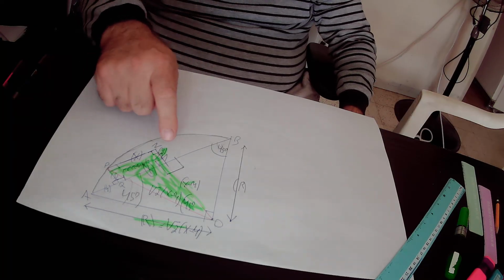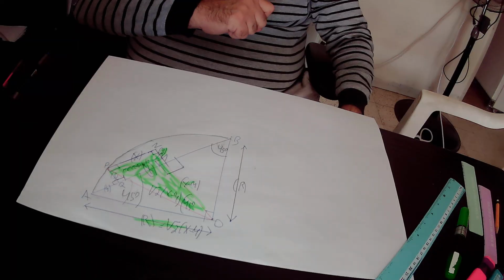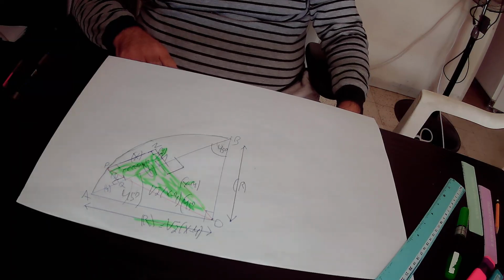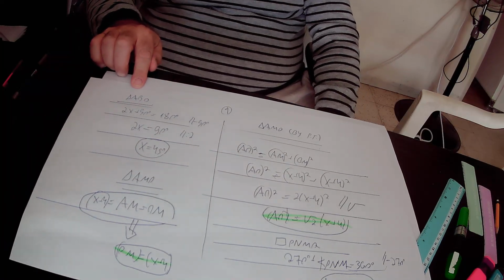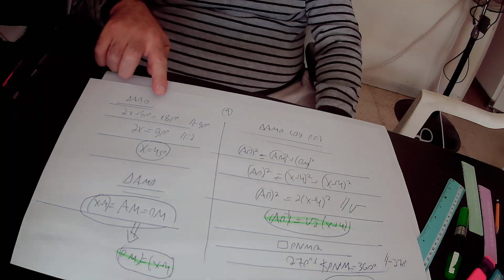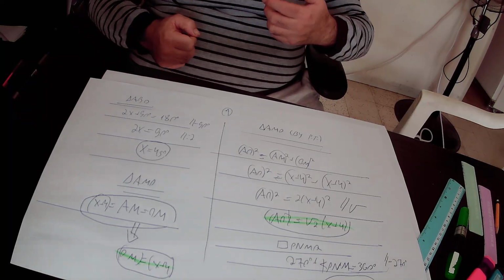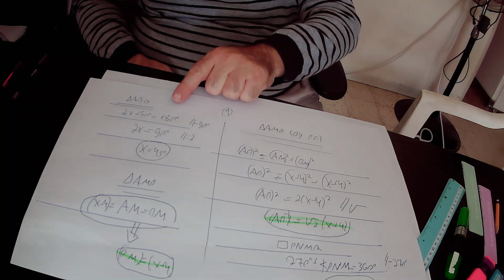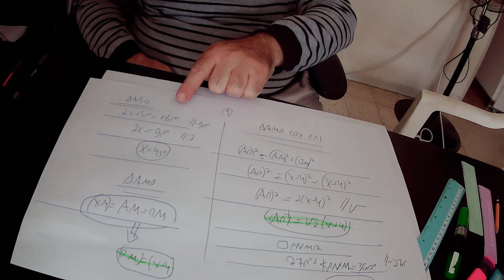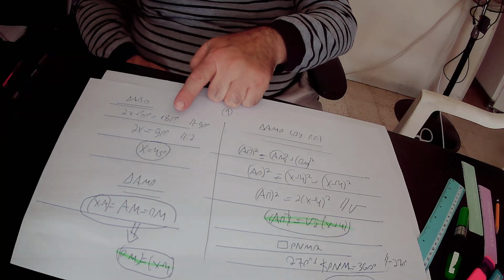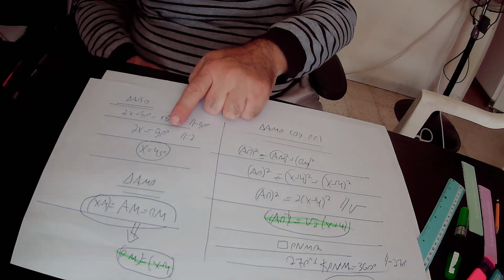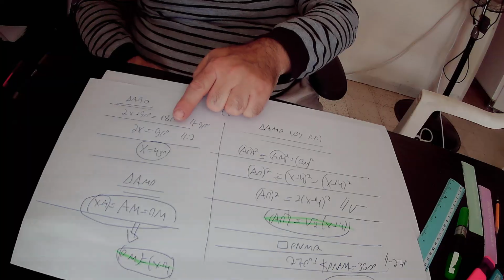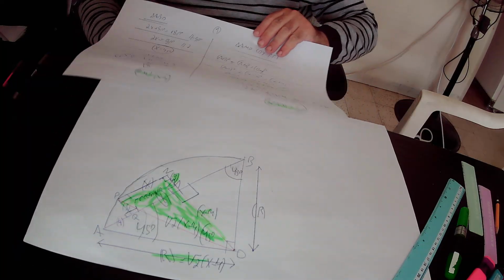X plus x plus 90 degrees must be equal to 180 degrees. So 2x plus 90 degrees must be equal to 180 degrees. Here we subtract the 90 degrees from this equation, and find out that 2x equals 180 degrees minus 90 degrees, which is 90 degrees. Here we divide this equation by 2 and find out that the missing angle x is equal to 90 degrees over 2, that is 45 degrees.